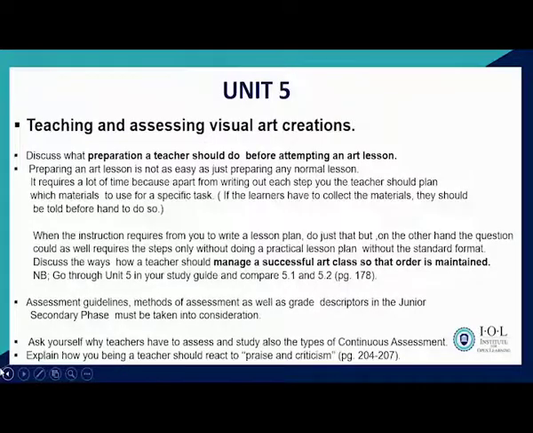See here, ask yourself why teachers have to assess and study also the types of continuous assessment. First, you ask yourself, why do we have to assess continuously? What do I assess? When do I assess? How do I assess? What are the main things I'm looking at? They say, ask yourself what teachers have to assess and study also the types of continuous assessment. The type of assessment, you will find them.